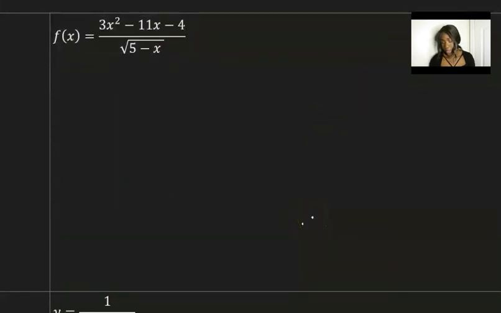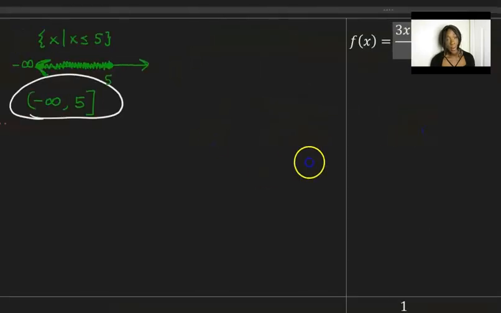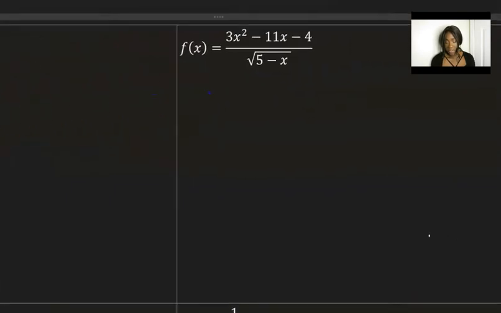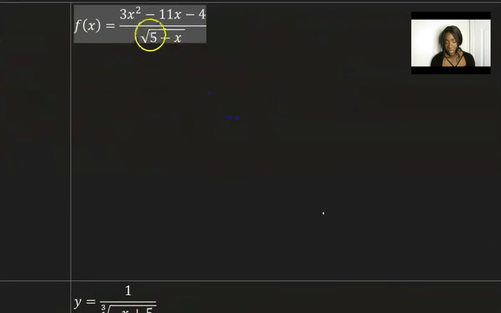Now let's look at this example here. We have a fraction. We've seen before in our first example that the issue with fractions is that we have to make sure that the denominator does not equal 0. So I want to make sure that this square root of 5 minus x is not 0, but it's also a square root. And remember, with square roots we make sure that what's under the square root, like what we did here with the 5 minus x, was greater than or equal to 0.